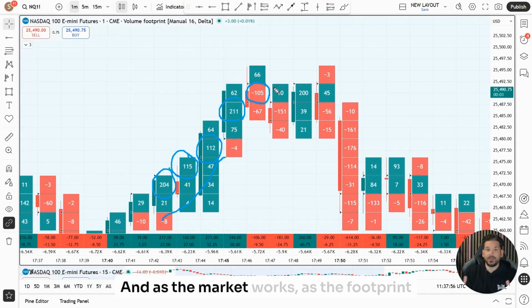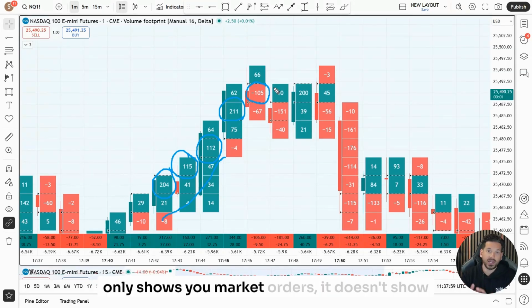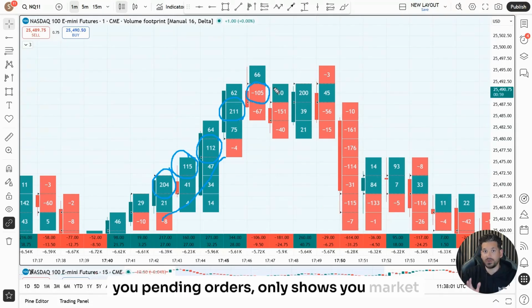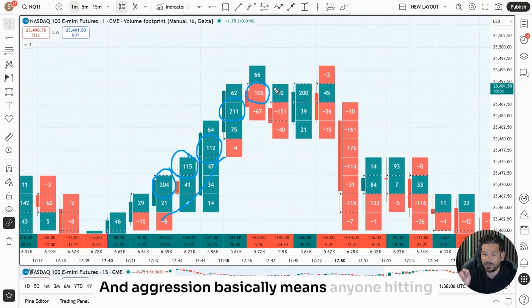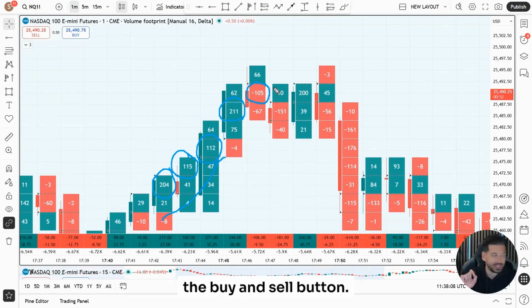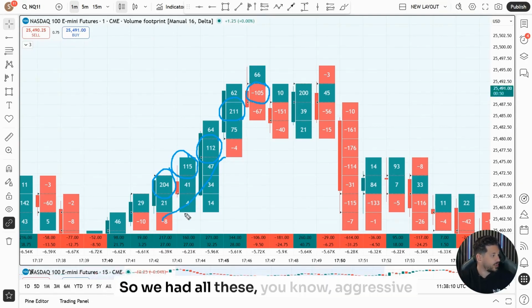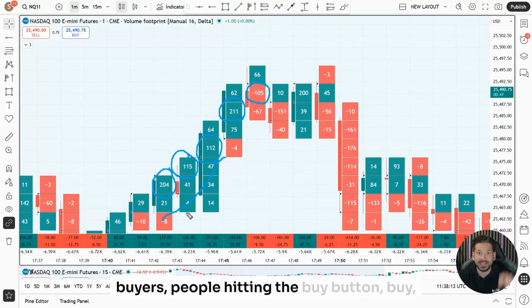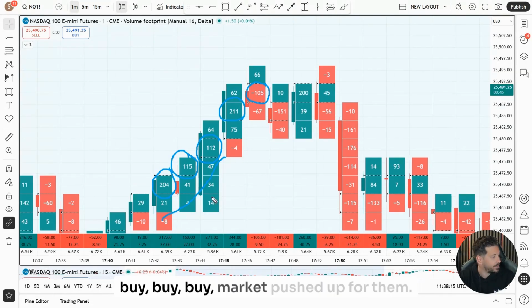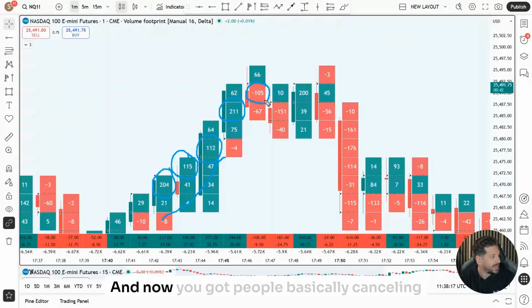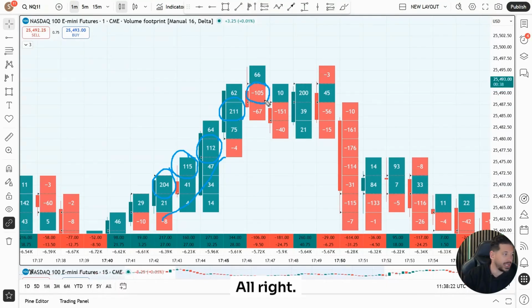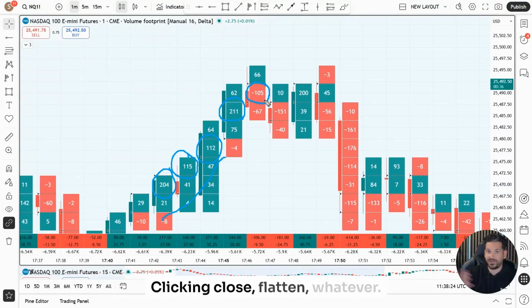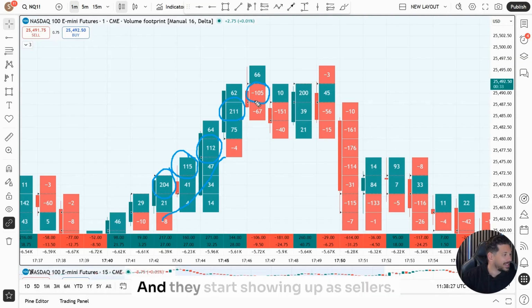And as the market works, the footprint only shows you market orders, it doesn't show you pending orders. It's anyone who's aggressive, right? And aggression basically means anyone hitting the buy and sell button. So we had all these aggressive buyers, people hitting the buy button, buy, buy, buy, buy. Market pushed up for them, and now you've got people basically canceling the order, getting out, clicking close, flatten, whatever, and they start showing up as sellers, okay?